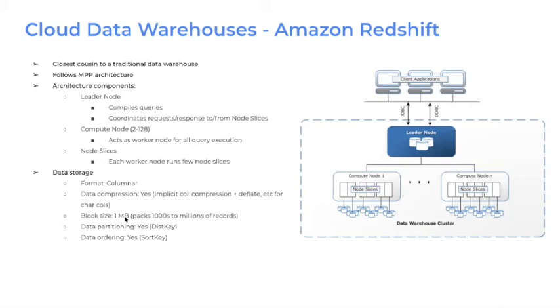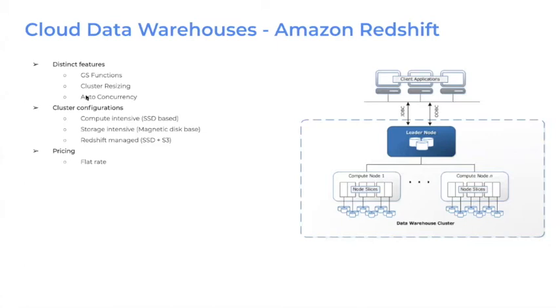Redshift does support data partitioning and data ordering features. These are important to be considered while designing databases and tables, especially for tables which will contain a huge amount of data and which will generally be joined with other tables in the system. These parameters help Redshift determine the most optimal plan for execution.